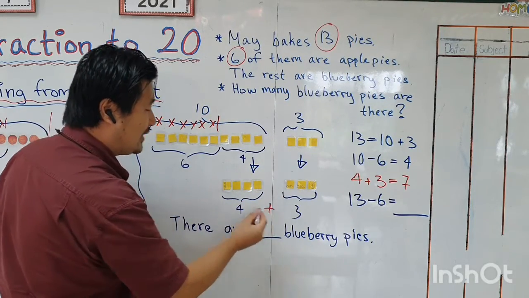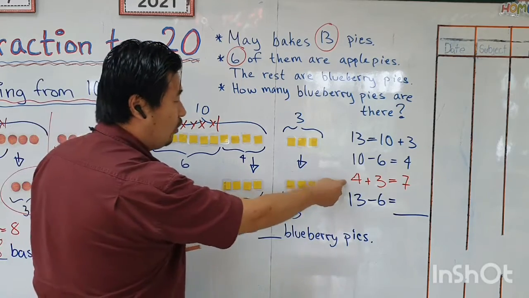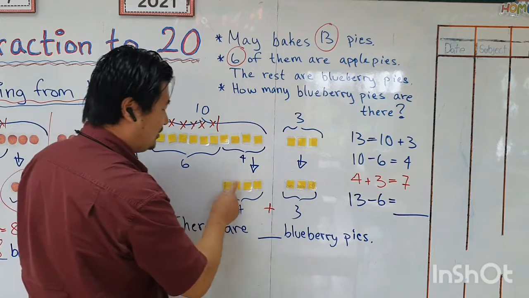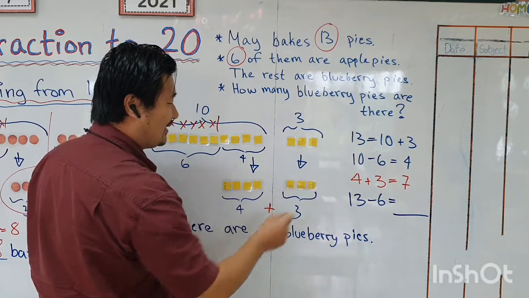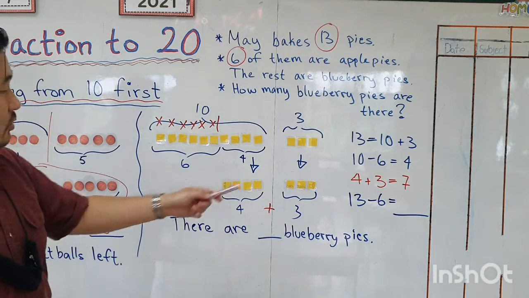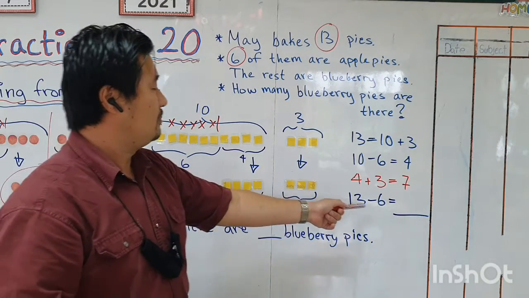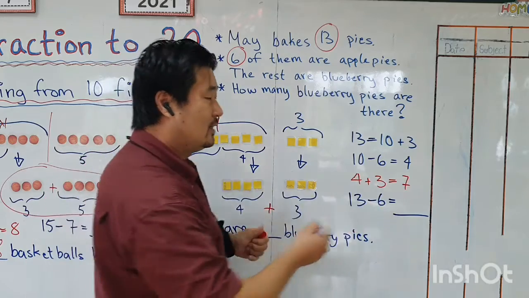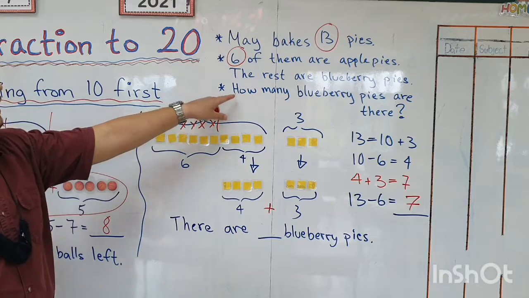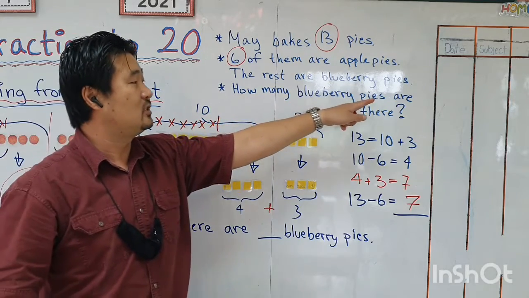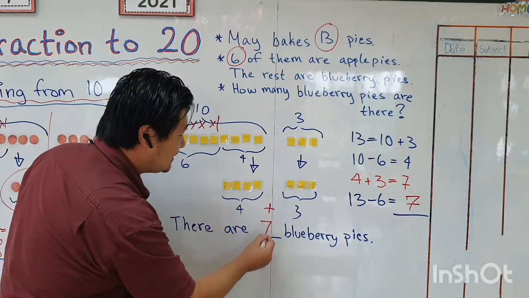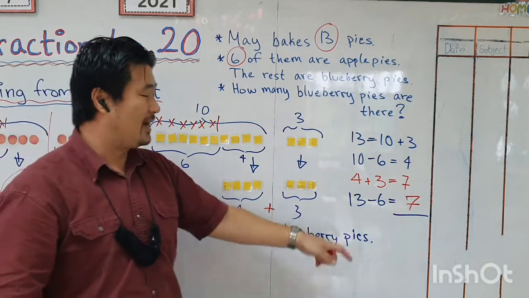So we add them together. 4 plus 3 equals 7. 1, 2, 3, 4, 5, 6, 7. So that means that 13 minus 6 equals 7. Good. And then the question: how many blueberry pies are there? Answer: there are 7 blueberry pies.